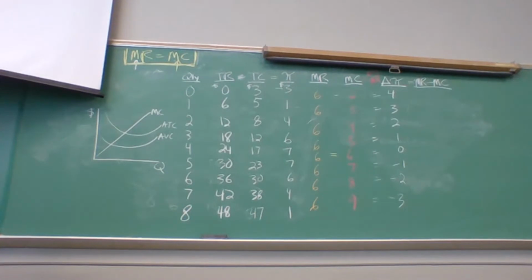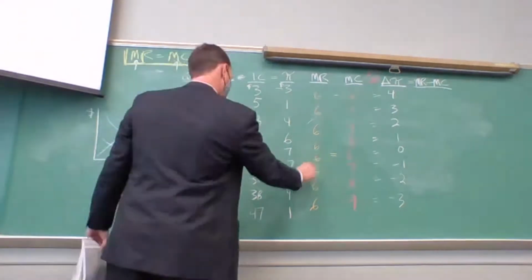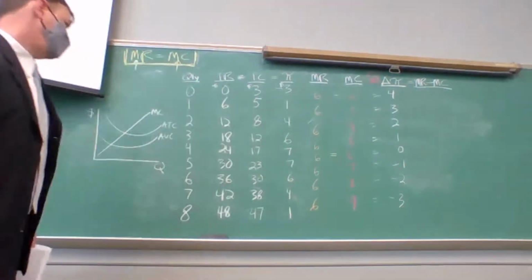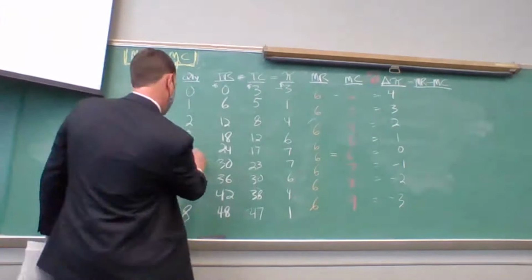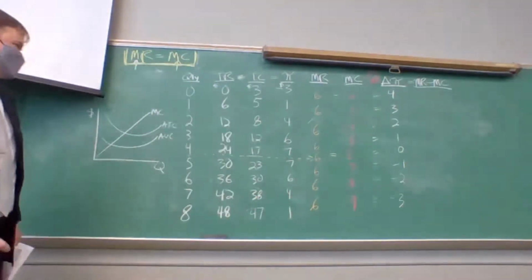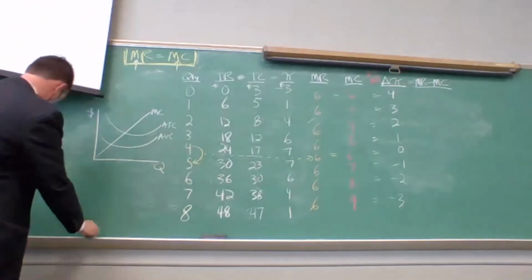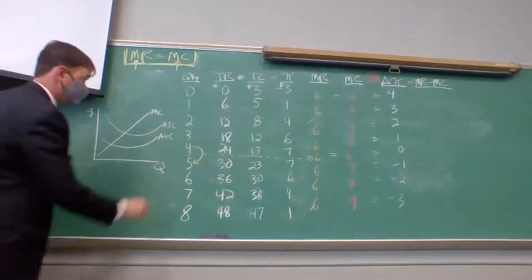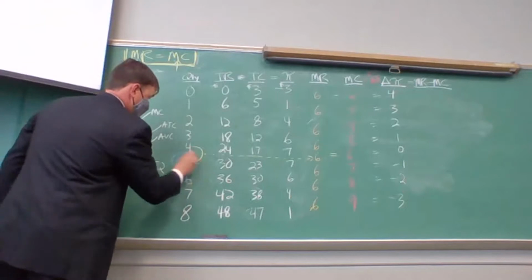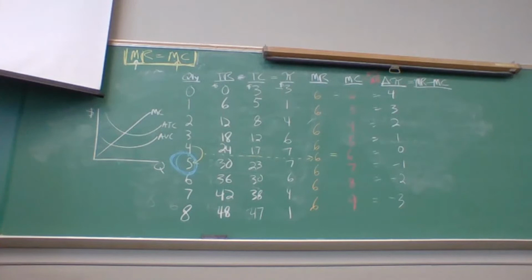Now, I know it gets a little confusing with a board without lines. But to get this answer, where did I move from? It's in between here, right? How much do I want to produce? Optimal quantity to maximize your profit is the output of 5.